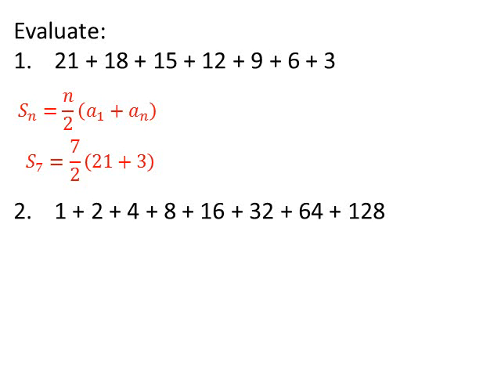So that's going to be S sub 7 equals 7 over 2. The first number in this series was 21, and the last number in this series is 3. So I put 21 plus 3. Now I just go ahead and evaluate that expression. So 7 over 2 is 3.5, and 21 plus 3 gives me 24. So now I do 24 times 3.5, and that gives me that S sub 7 is 84. So the sum of all those numbers in that series is 84.